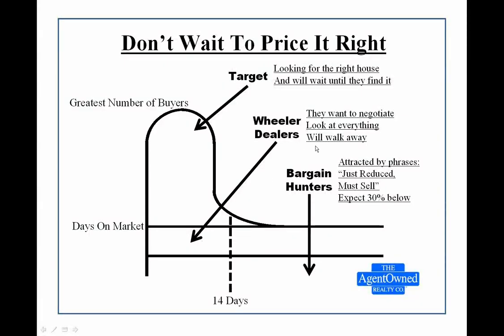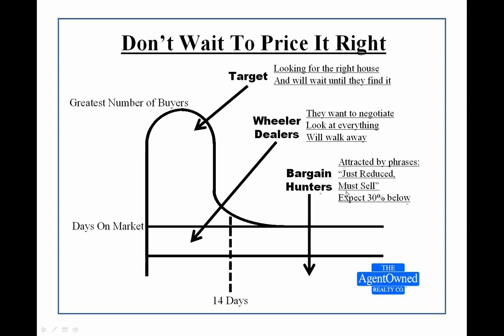If we make it to that point, this is where we start attracting wheeler dealers. They want to negotiate. They want to look at everything on the market, and they'll walk away at a whim's notice. Bargain hunters is 28 days out. If we haven't generated an offer, if we haven't generated substantial showings by the 28th day, we're either overpriced, which in most cases is the case, or we're not marketing enough.